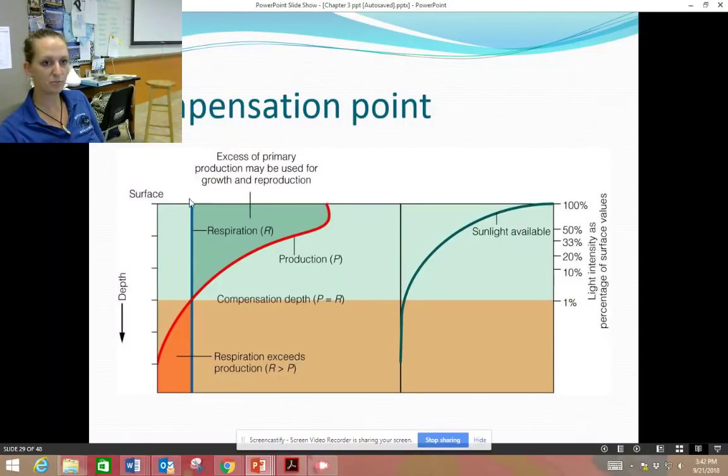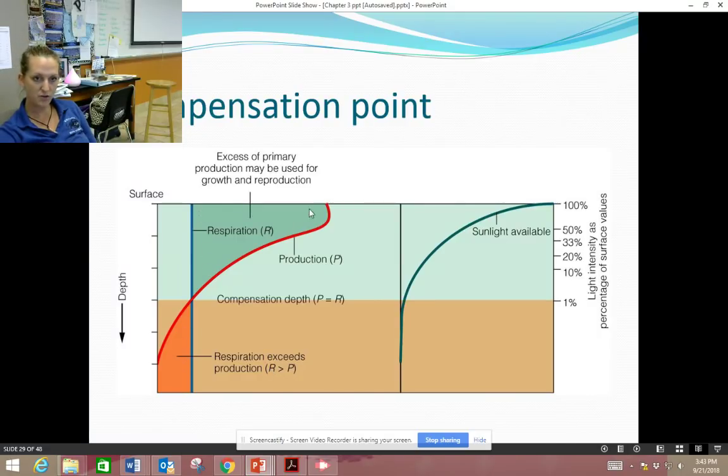This blue line is respiration. It does not matter where your photosynthesizers are. They are going to respire here, here, here. Nothing's going to make them do it faster. That's just how they live their life. So respiration is going to stay constant with depth, because depth does not influence that. Production is going to decrease with depth, because light influences that. Where they meet is your compensation point. Production equals respiration. Below this, respiration, trying to stay alive, is greater than production, so you will just waste away and then die.